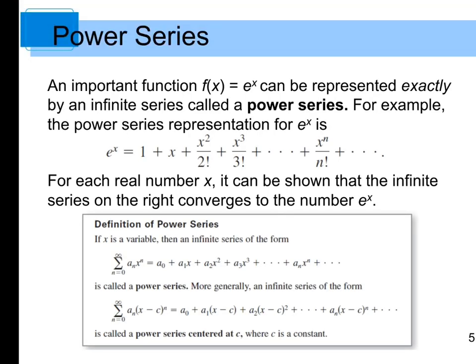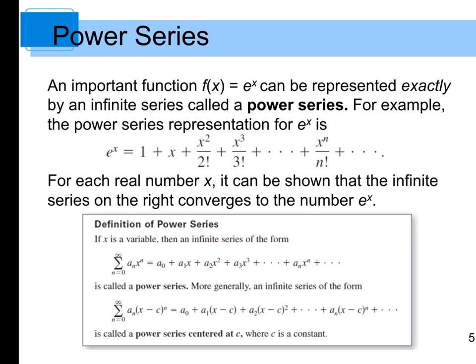An important function, f(x) equal to e raised to x, can be represented exactly by an infinite series called a power series. For example, the power series for e raised to x is equal to 1 plus x plus x squared over 2 factorial plus x cubed over 3 factorial and so on. For each real number x, it can be shown that the infinite series on the right converges to the number e raised to x.